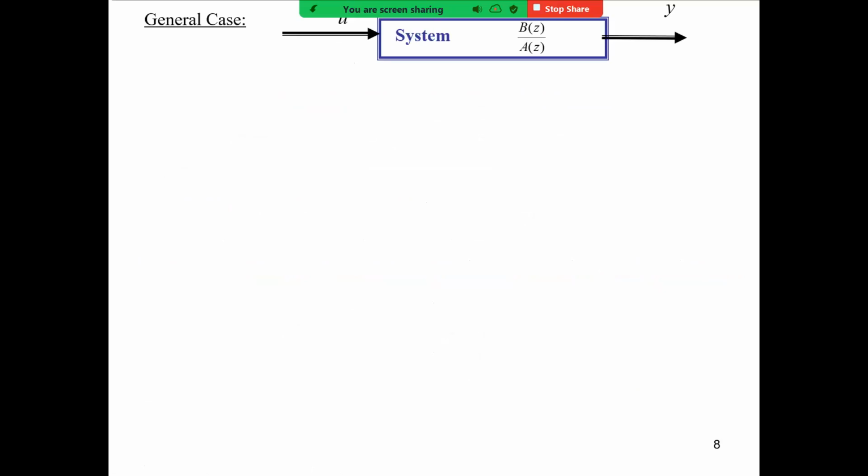Okay. Now let's apply this idea to the general case, for the general linear system. Because we just found a very special case, right? Let's look at how we're going to do it for the general case. In general, let's say I have a system which is described by a transfer function.